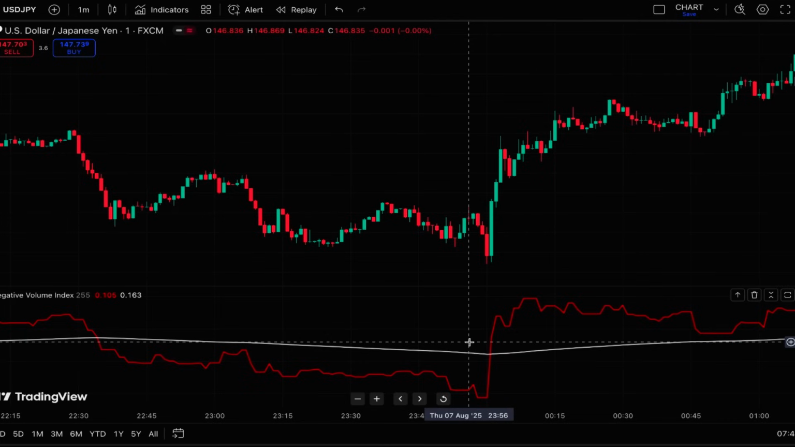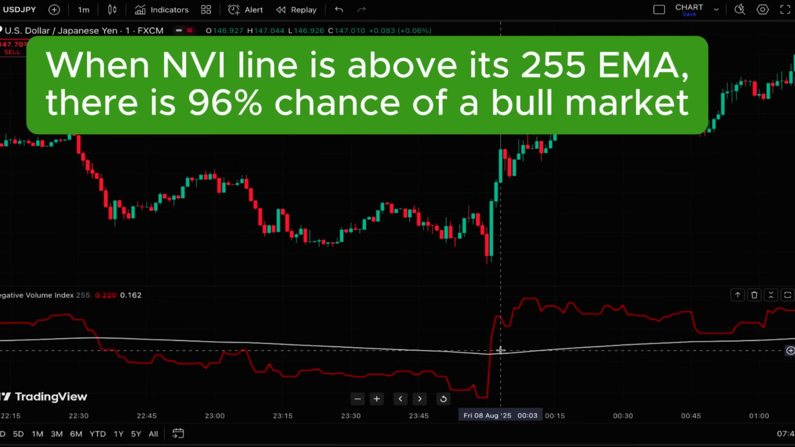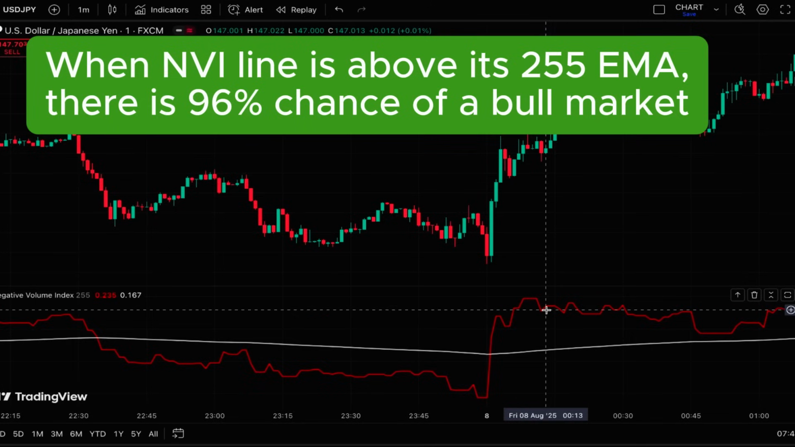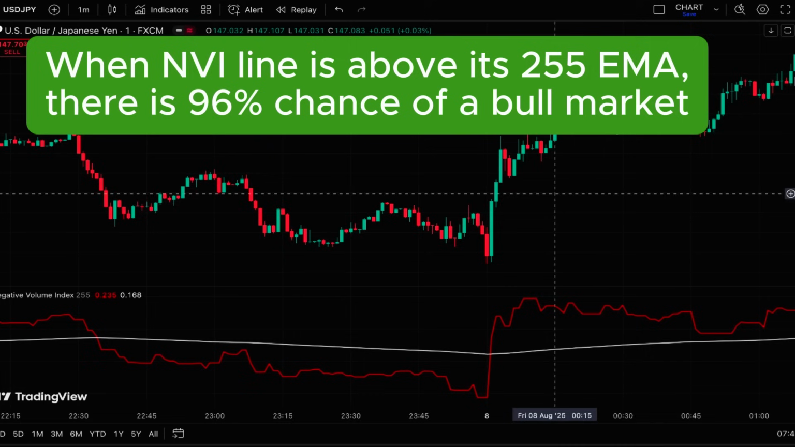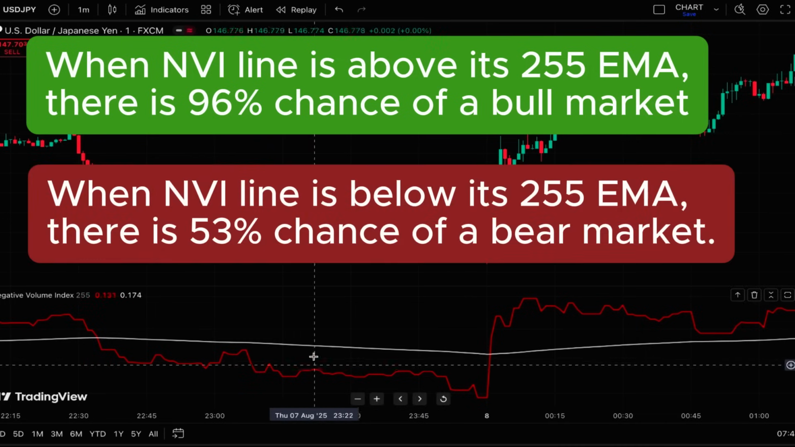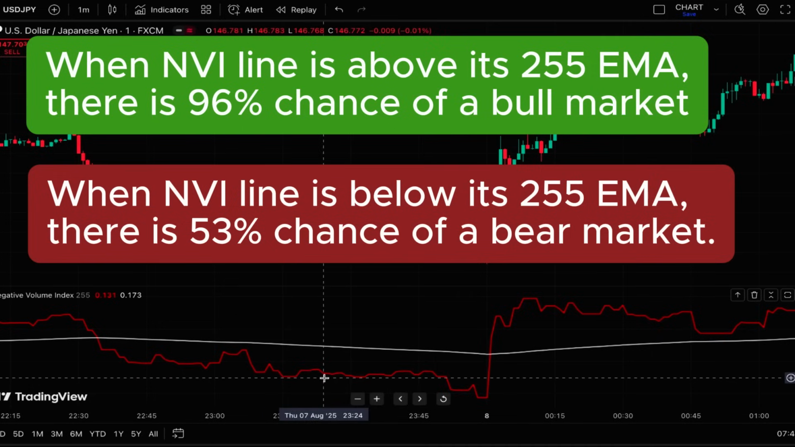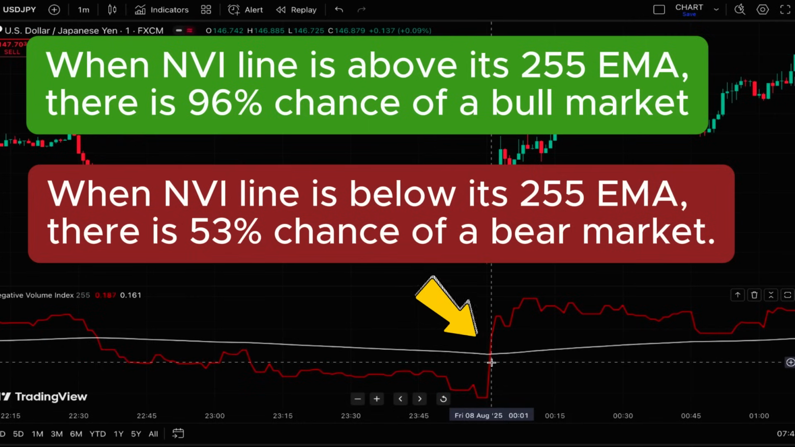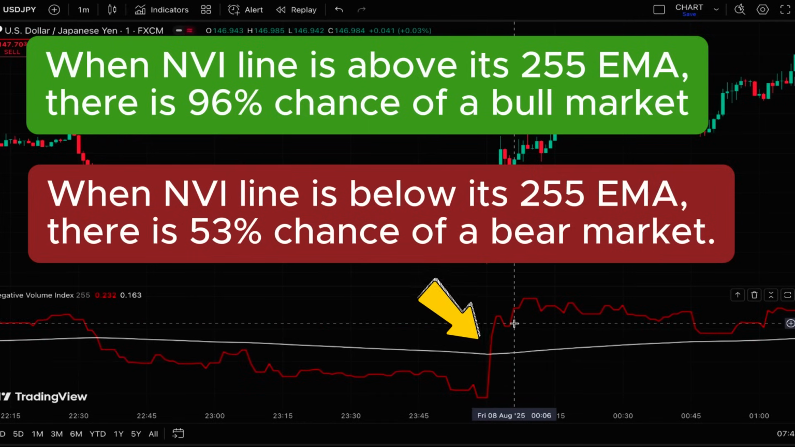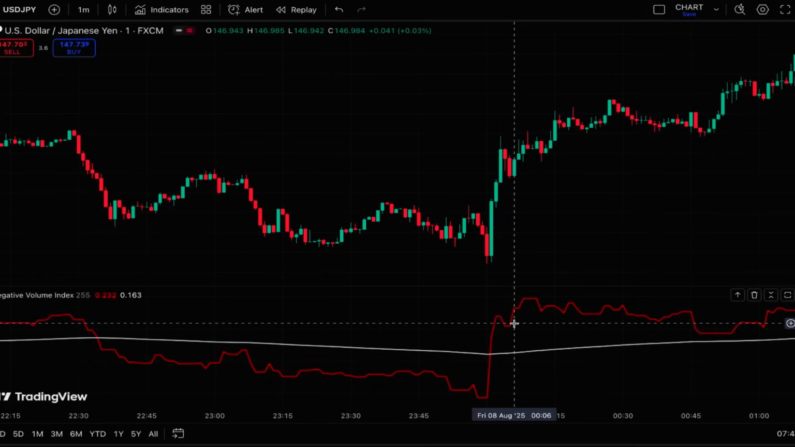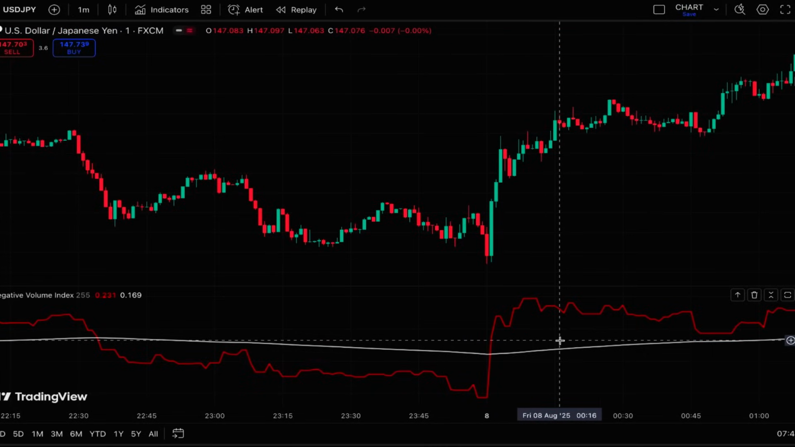Norman Fosbach created this indicator, and based on his research, when the MVI line is above the 255 EMA, there is a 96% chance of a bull market, but when the MVI line is below its 255 EMA, there is only a 53% chance of a bear market. So in this trading strategy, we only focus on bullish crossovers, when the MVI line crosses above its moving average line, because it provides higher probability. But we're not going to take trading decisions only based on this indicator, and there should be another indicator that will confirm the signal.